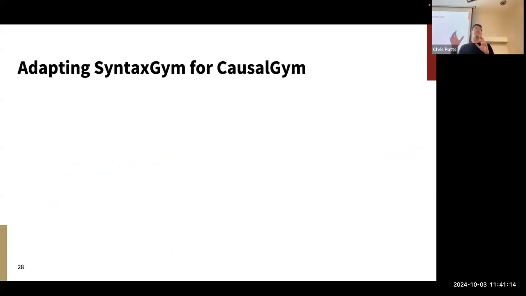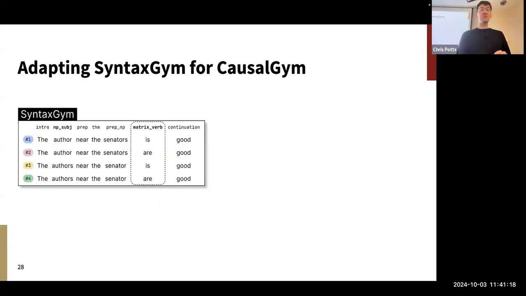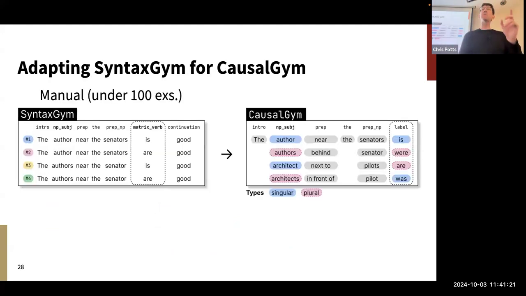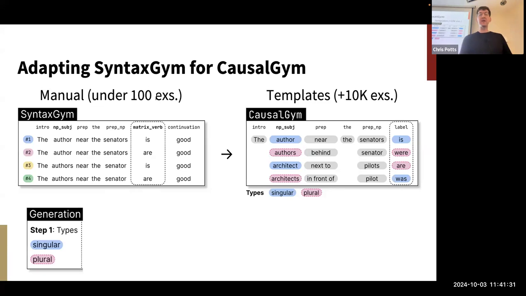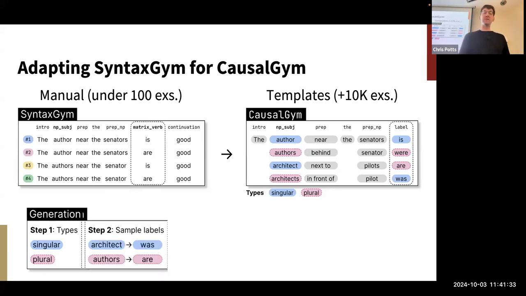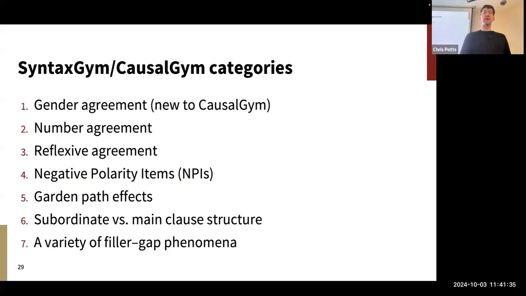For moving from Syntax Gym, the behavioral evidence, to the causal one, we had to augment the data set. I'll just do this quickly and point out we had to add lots more examples, and that's because many models in this space require some supervision. So you need a lot of examples for training. So we expanded Syntax Gym with templates to get a lot more examples for that kind of training. And here are the linguistic phenomena that we cover. It's basically the same as Syntax Gym, except we added a gender agreement condition.